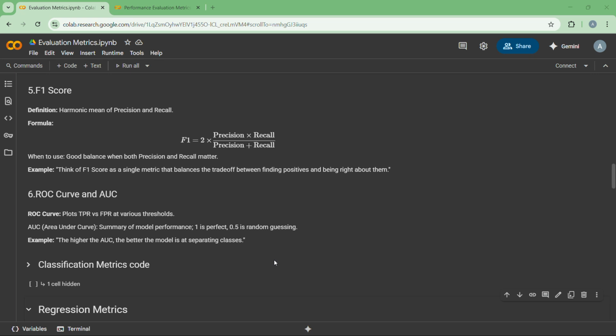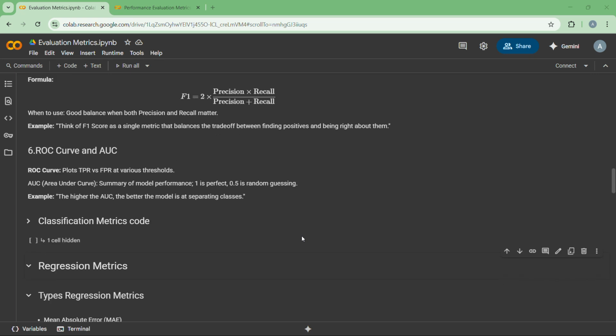ROC curve and AUC, last and final. The ROC curve plots TPR versus FPR at various thresholds. AUC means area under the curve. It is a summary of the model performance. 1 means perfect, 0.5 means random guess. Example, the higher the AUC, the better the model is at separating classes.